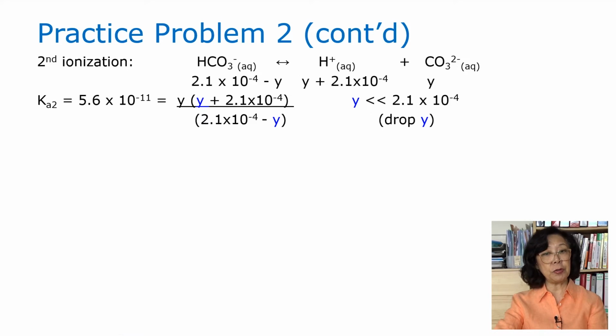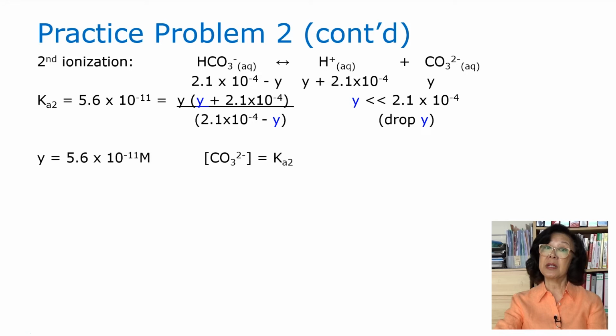Now setting up Ka2, 5.6 times 10 to the negative 11, equal to product concentration over reactant concentration. I purposely put the Y in blue, meaning that it is so small and insignificant that it can be dropped while solving the problem. Now Y is solved as 5.6 times 10 to the minus 11 molar. So we notice that the carbonate ion concentration is actually equal to Ka2. Therefore, the conclusion is that whenever you have a diprotic acid and you want to find the anion concentration, it should be equal to Ka2.